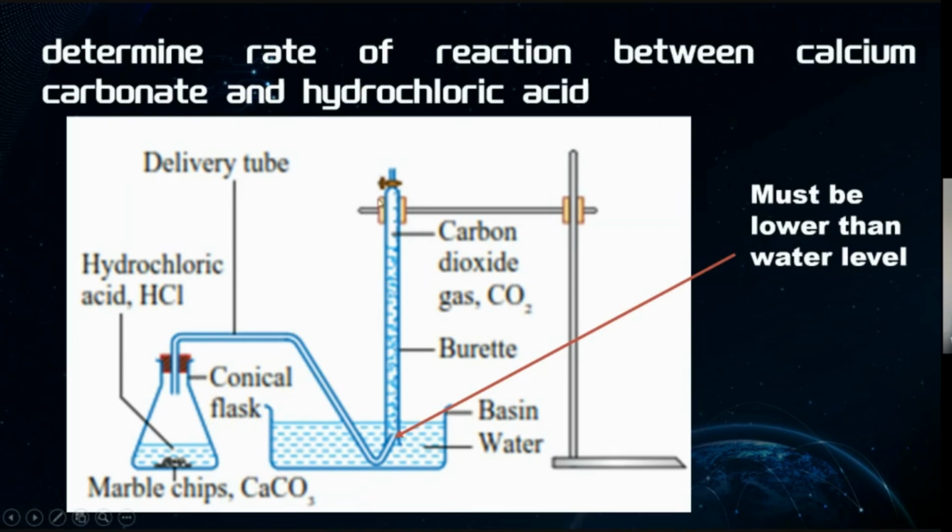Then this one is a burette, inverted. The stopper is outside here. Then here the basin is filled with water. The level of this delivery tube must be lower than the water level, it cannot be higher than the water level here. So this is for determining the rate of reaction if the reaction involves the release of gas. The easiest way for us to calculate the rate of reaction is to collect the gas over time.